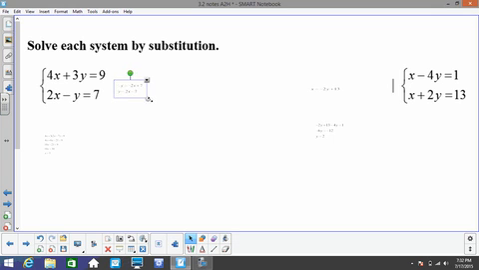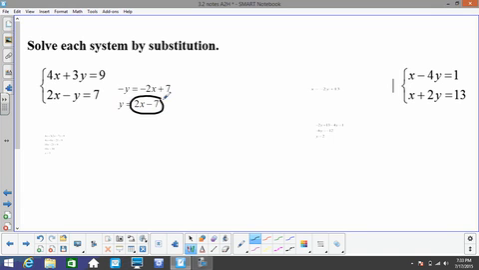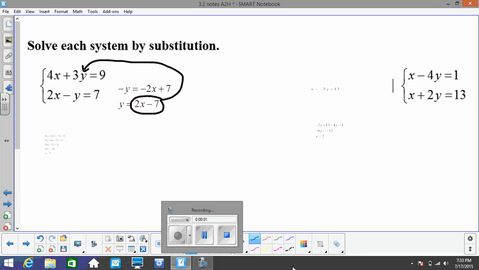If I were going to do that, I would just subtract 2x from both sides, and then divide everything by -1. So I get y equals 2x minus 7. So what's going to happen then is I'm going to take that 2x minus 7, because that's the same thing as y, and substitute it into the other equation wherever I see a y, because y and 2x minus 7 are the same thing, because they have an equal sign in between them.